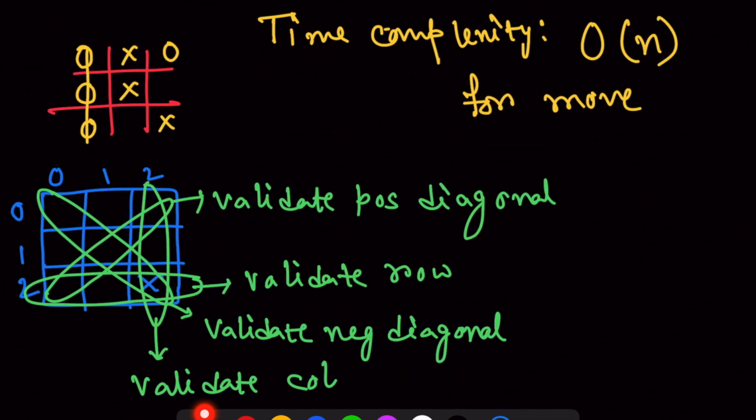Now what is the time complexity for the move function here? Whenever I am making a move at any cell here, I have to check the row, I have to check the column, I have to check both the positive and negative diagonal. In each of the cases, we have to check n number of cells, right? So order of n for each move. So let's see the code first, then we'll see how to improve this complexity.